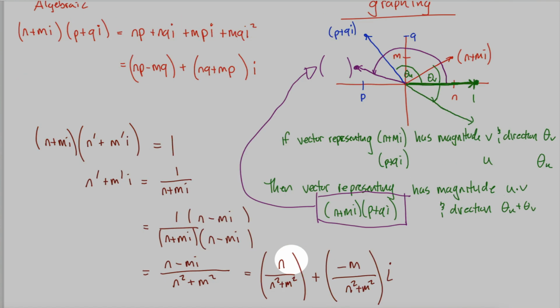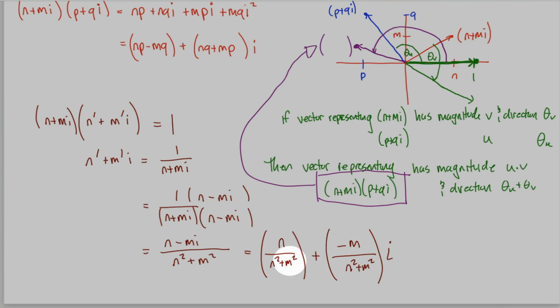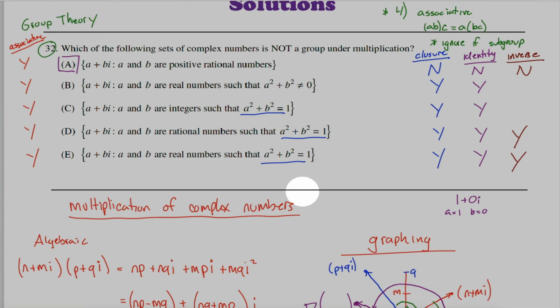For C, you've got to be a little bit careful. You might look at this and be like, wait, just because n and m are integers doesn't mean that n divided by n squared plus m squared is going to be an integer. That's true, but these aren't just any integers. They're integers such that a squared plus b squared equals 1. So really, there are only 4 elements in this set.